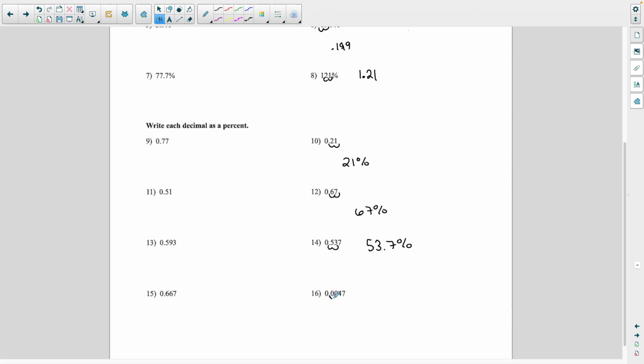Move this decimal over twice, 0.47%. I will say, typically when we have one like that, a lot of people will get gun shy and make it 47%. It is okay for it to be below 1%. That's perfectly fine. There's nothing to worry about on that one.